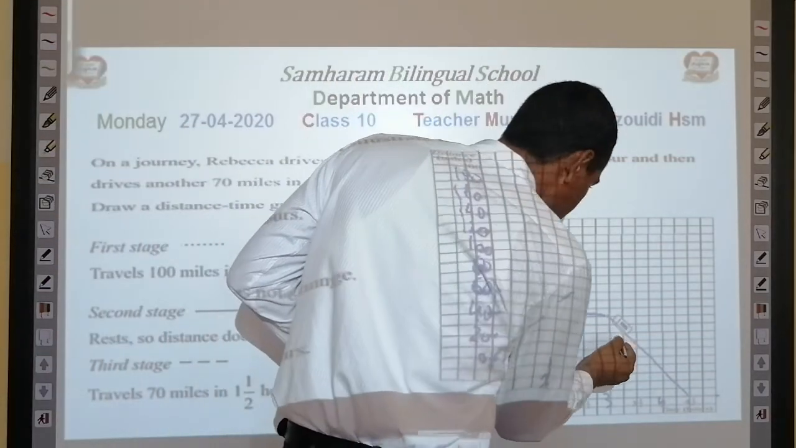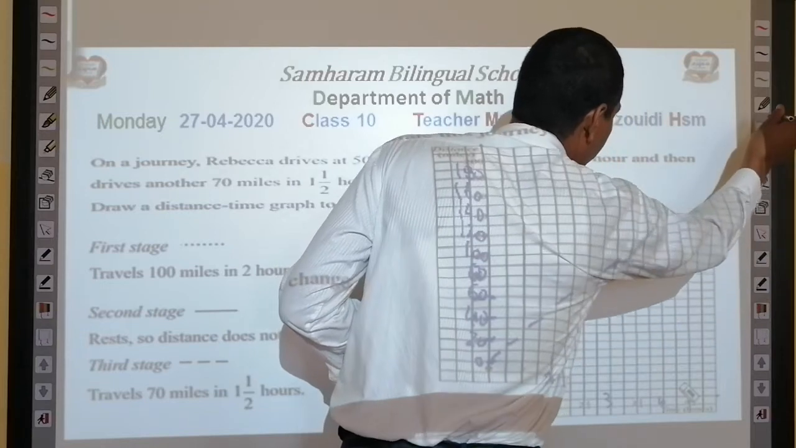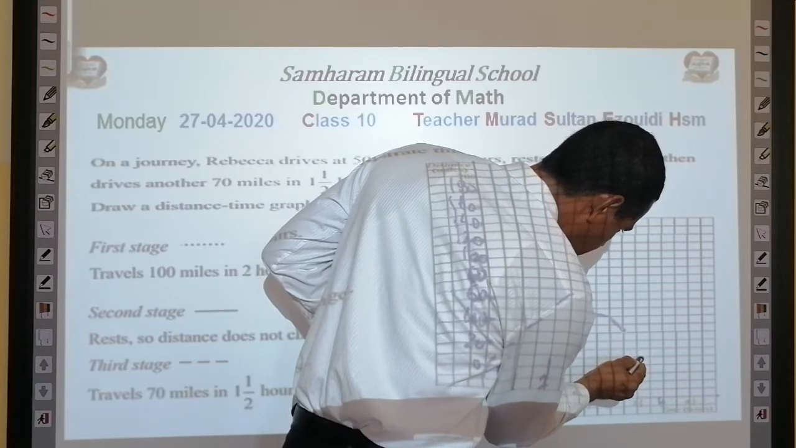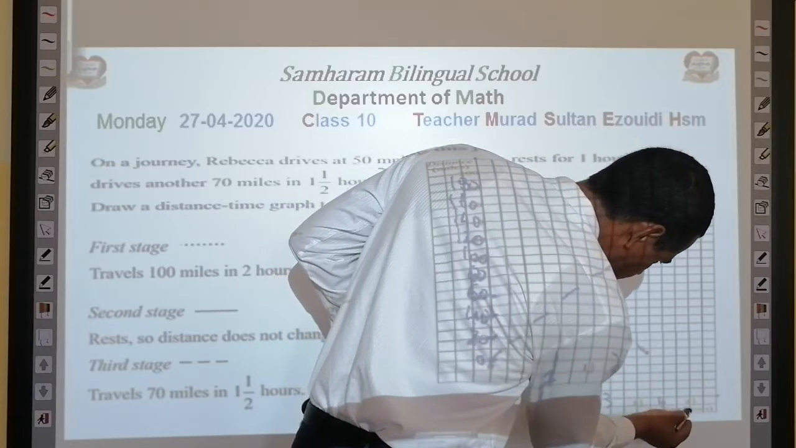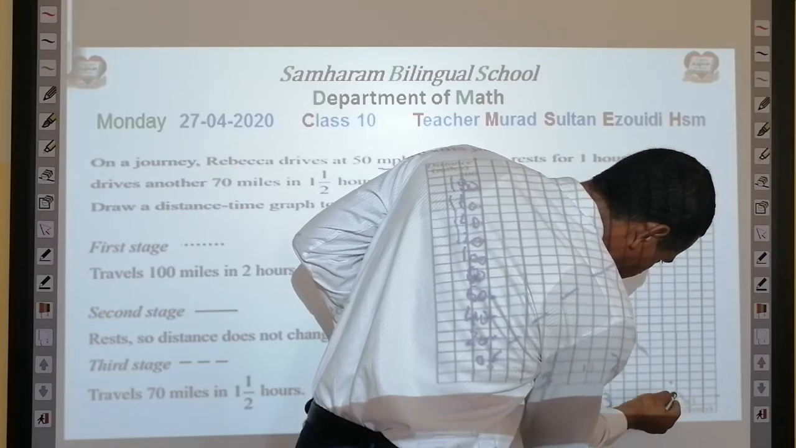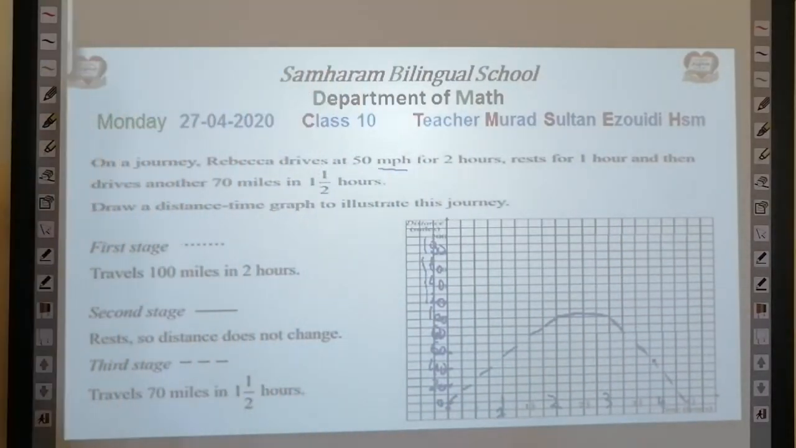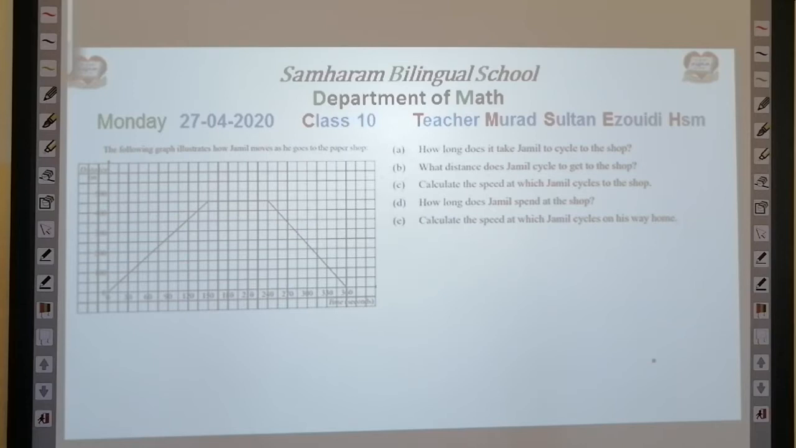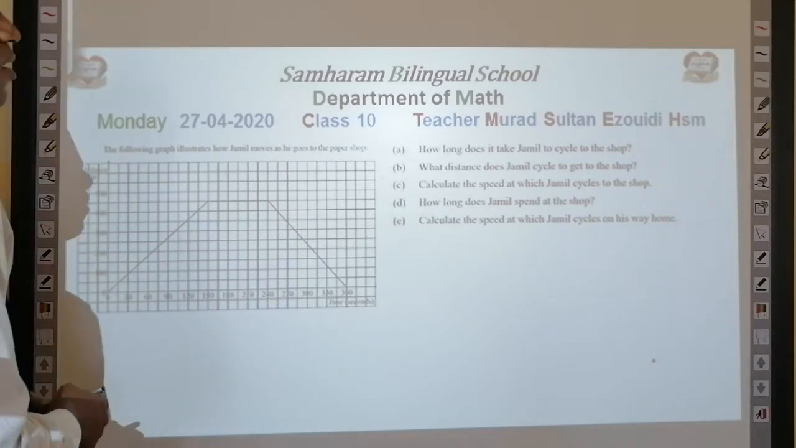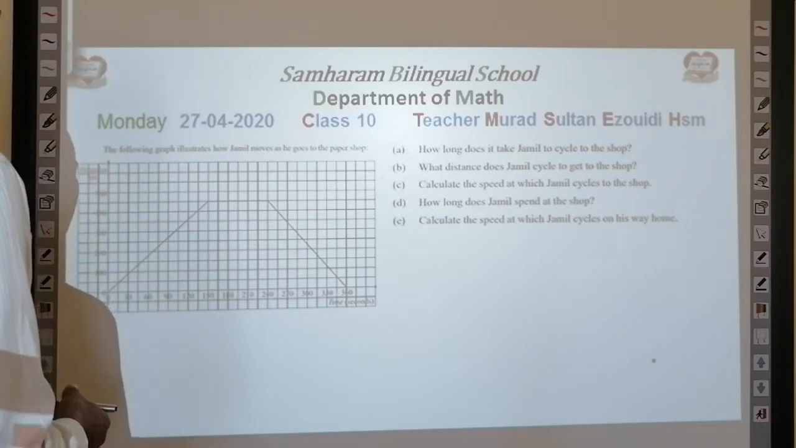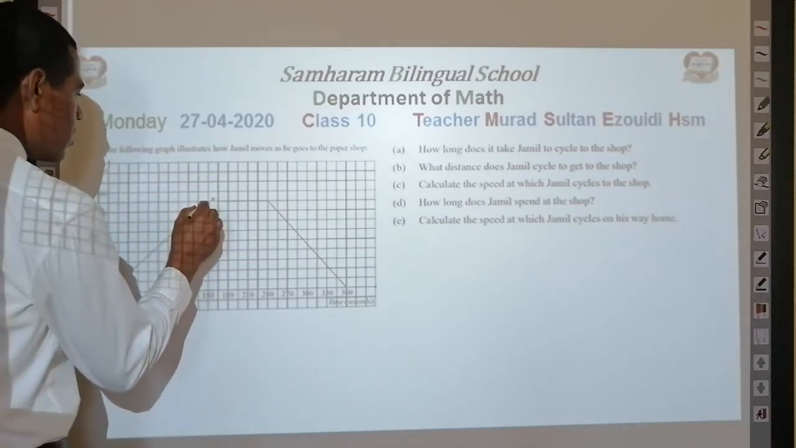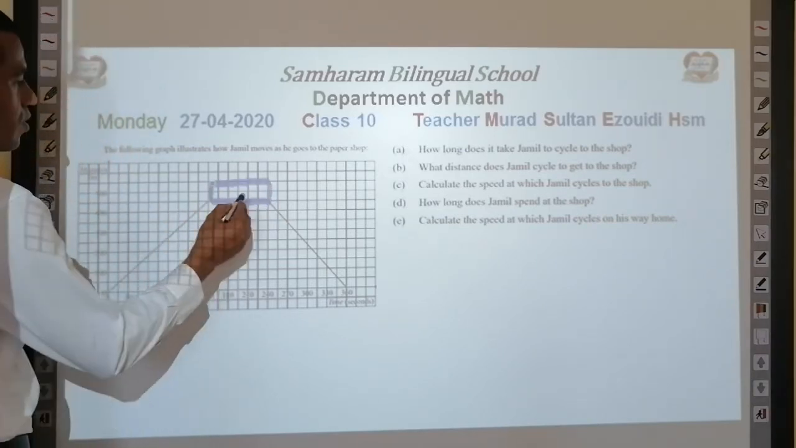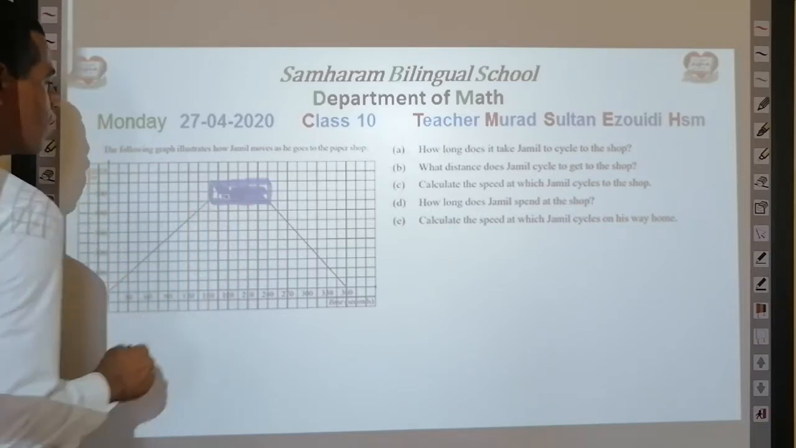Just erase to draw the dashed line. Okay, so the next. How long does it take Jamal to cycle to the shop? This is the shop, where he stopped. The object does not move any.